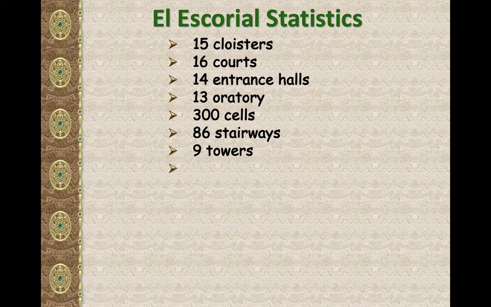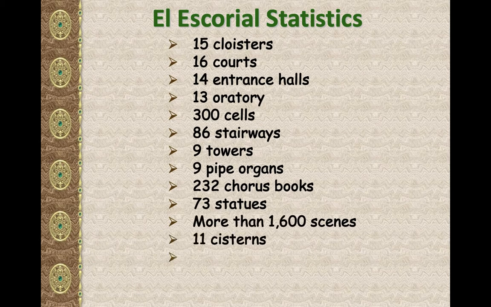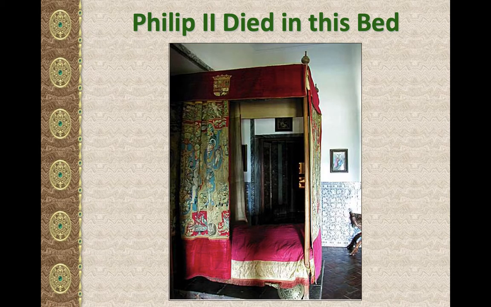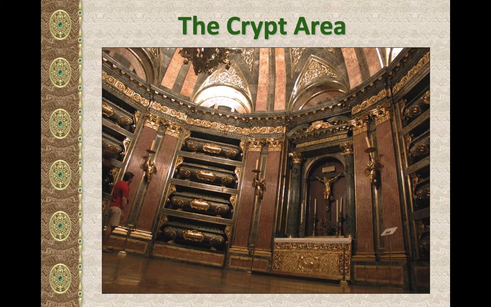So here's a series of statistics about this palace. You don't need to know them, but I just wanted you to see the sheer number of doorways, towers, stairwells, different things that are kind of interesting about this palace. And this is really very similar to the Palace of Versailles we'll look at in France. But come on, 88 fountains and 86 stairwells, quite remarkable. Must have been just incredibly huge. Here's his bed, crypt. Of course, this is all a tourist site today. This would be the burial area for the Habsburg family.